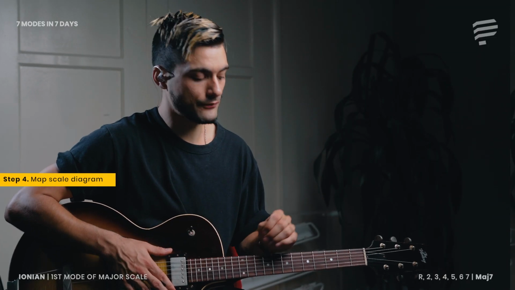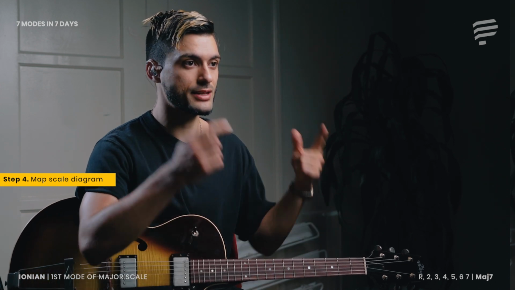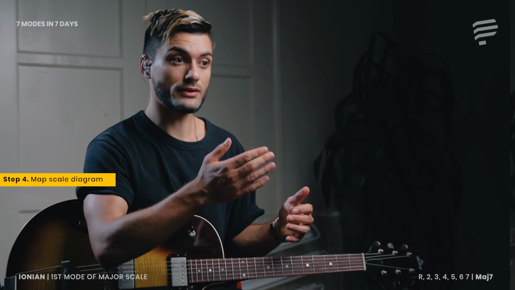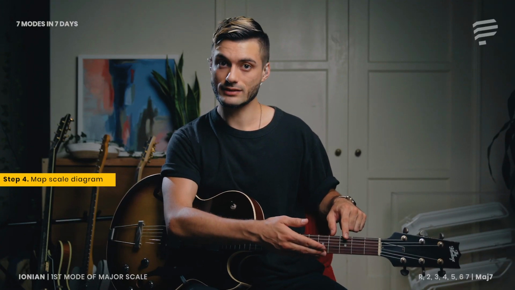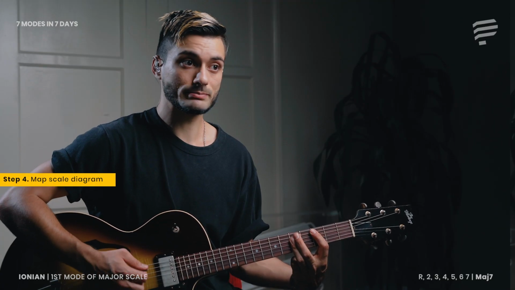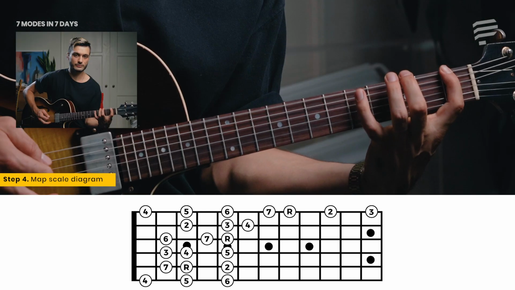This is mapping out a full scale diagram, and this is more of a visual muscle memory thing rather than a hearing thing. So far we've been focusing on slowly learning the scale, 1 octave. We've learnt the names of the scale degrees, and we've sung the scale degrees. Now we're just going to get used to the shape of 1 position of C Ionian. This is coming from the A shape here. If you know the CAGED system, here's a scale diagram.